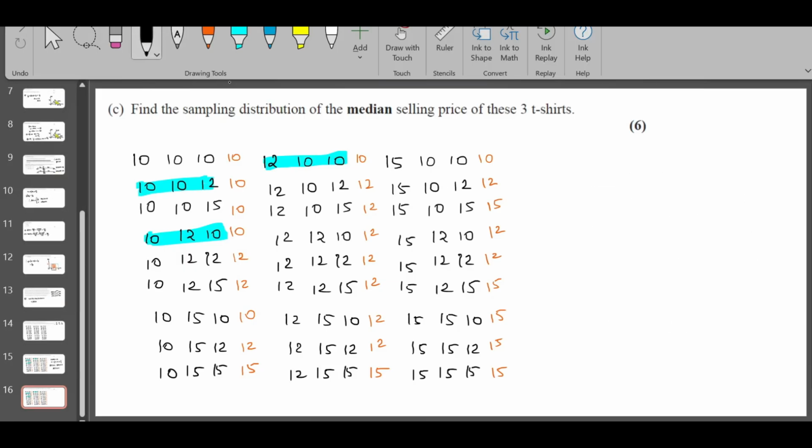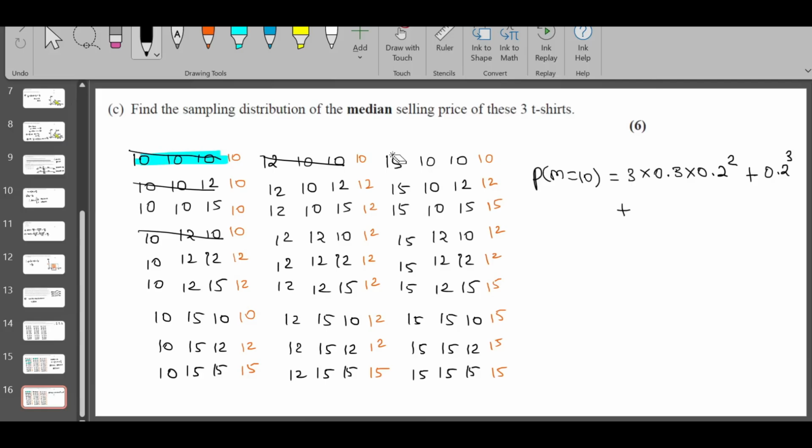So the P of M is equal to 10. Let me take the highlighted one. So this is 0.3, the corresponding probability, 0.2, 0.2, and I multiply by 3. So 3 times 0.3 times 0.2 square, right? Plus. So we are done with this. And then for this one, there is only one combination, which is 0.2 cubed. Plus. So we are done with this also.